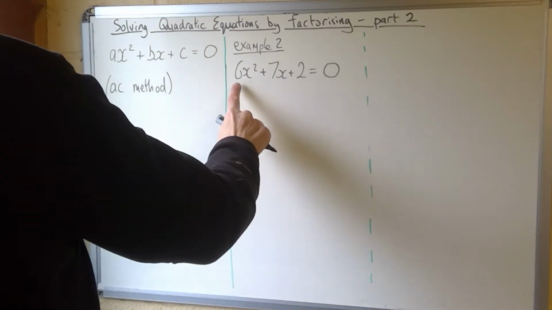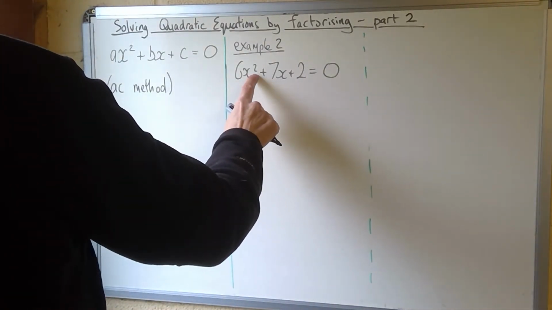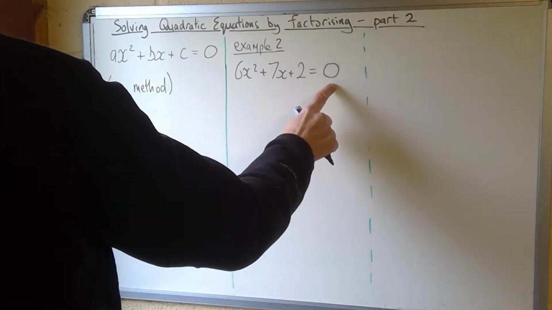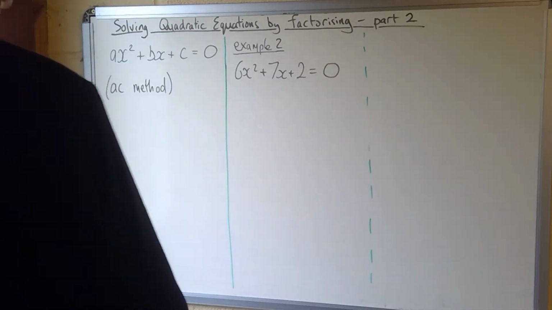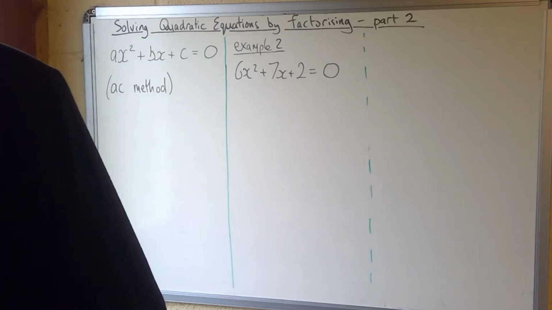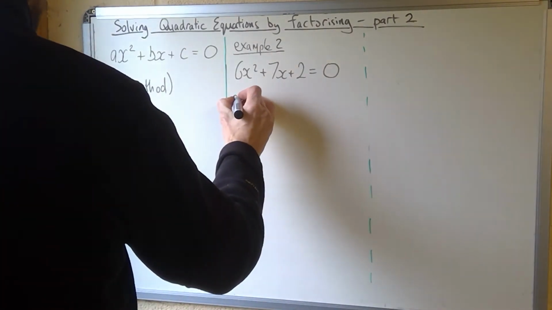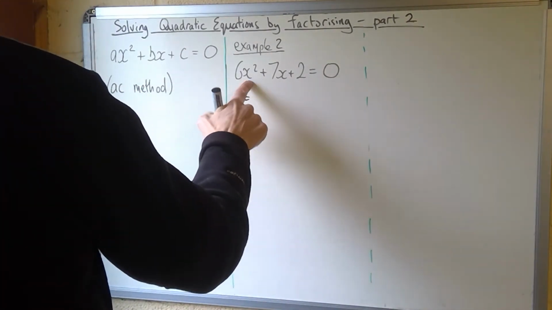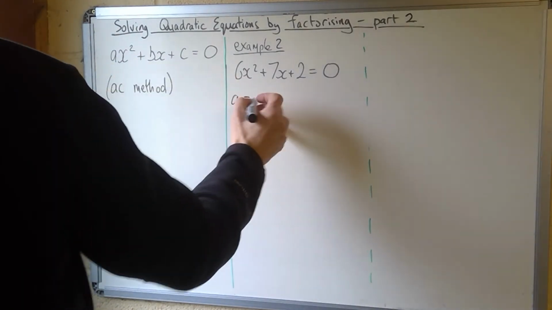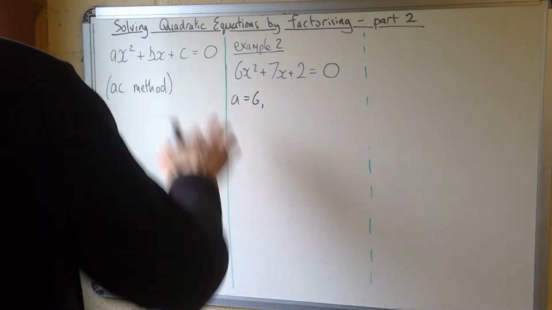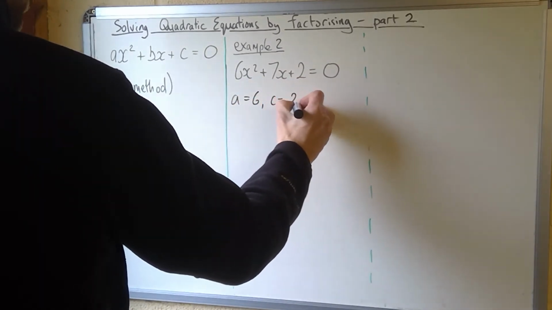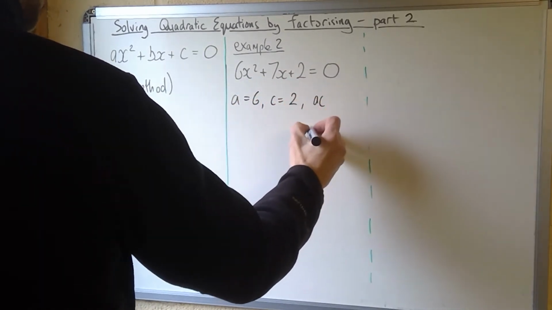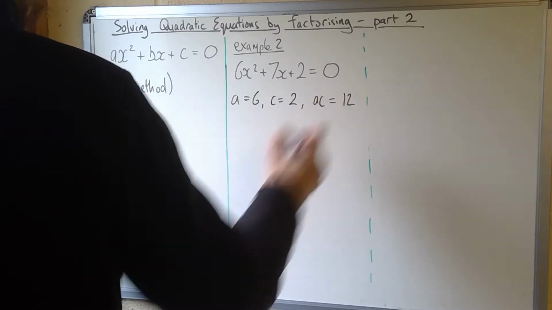So the first thing we do is we look at this quadratic equation. It's a quadratic because it's got a squared in. It's equal to 0. It must be before we start. And once again, we'll expect two solutions. So the first thing I do is I write down my value of a. So a is the coefficient of x squared. So in this case, it's 6. And c is my constant term. So in this case, it's 2, which would make AC, multiplying them together, 12.